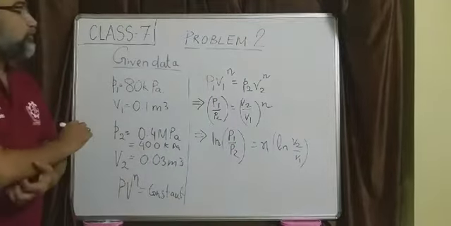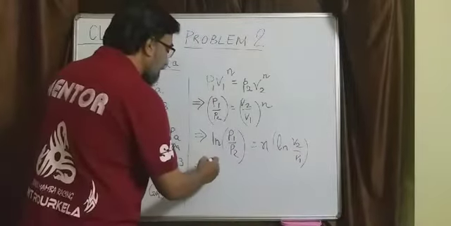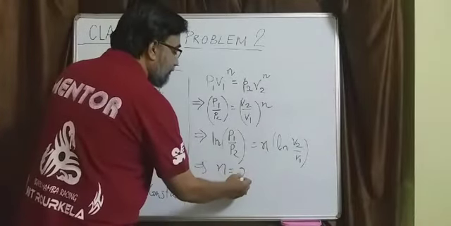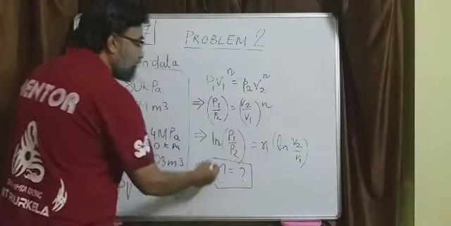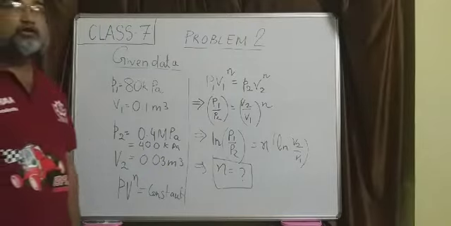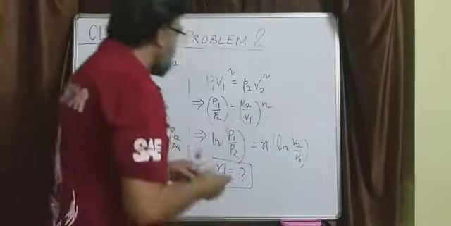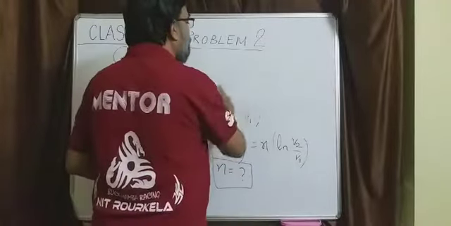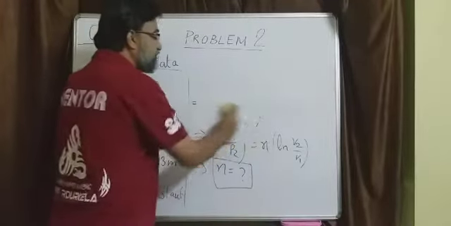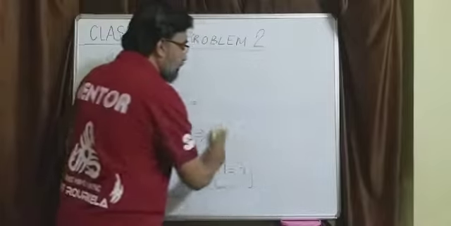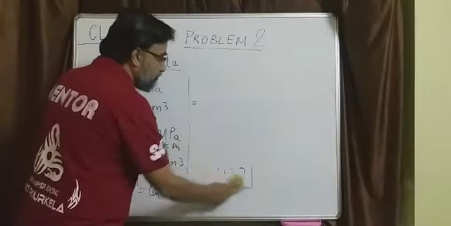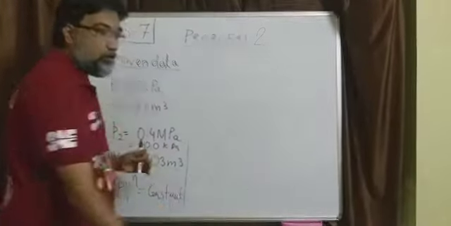Okay, so from this you can find the value of n. Once you find the value of n, now things will be easier for you. Then you can put it in this equation, which is the expression for the magnitude of work in a polytropic process. So this is how you have to find the value of n, and then the work done.